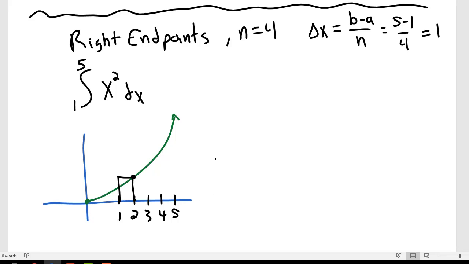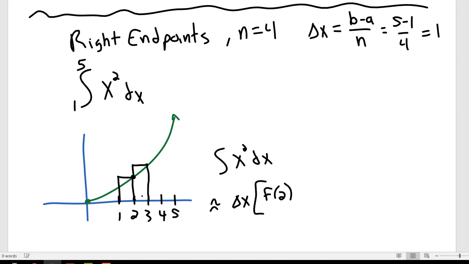So my integral is going to be approximately, I'm going to go ahead and factor out my delta x, just like we did last time. The first height is f at 2. Remember, the area of this rectangle is the height times the width. The width is my delta x, and all of the widths are the same, so I factor that out, and then I just have the height at each endpoint. In this case, the right endpoint is f at 2 for the first rectangle. Then for the next interval, I come from the right endpoint, so that's f at 3.